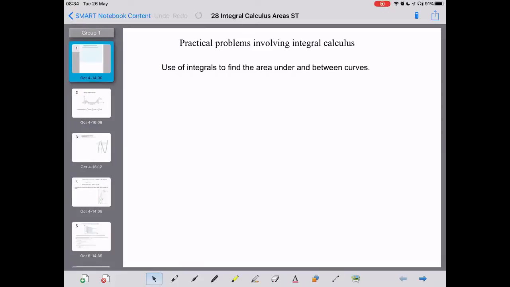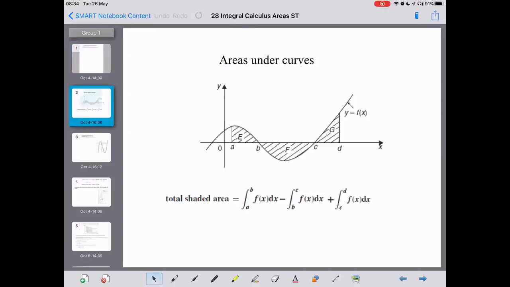So when we find an integral, particularly when we solve a definite integral, what we're actually doing is finding the area underneath or between the graph of that function and the x-axis. So we look at that function on the screen there. That function is y is equal to a function of x, and we got that shape.